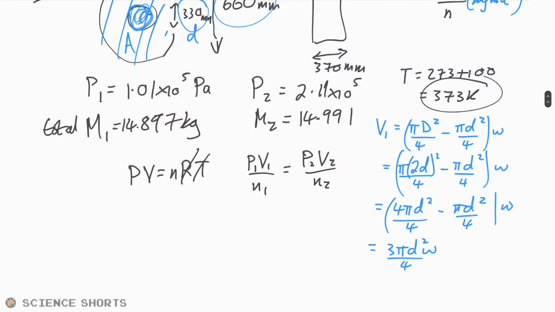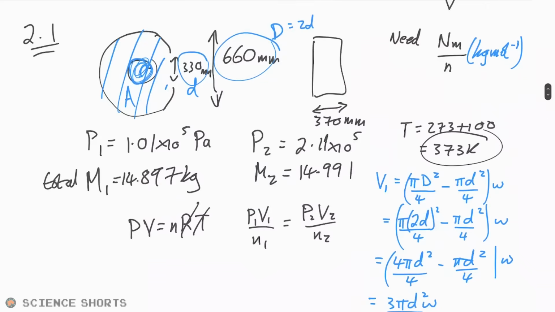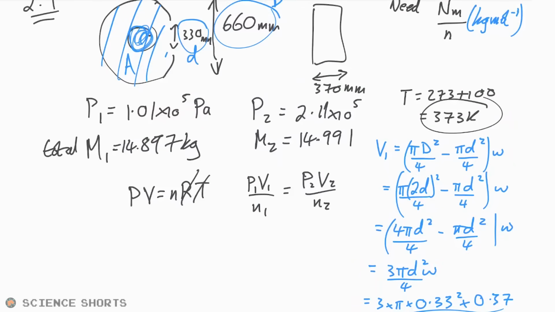And so putting numbers in there then, that's going to be equal to 3 times pi times by, in meters, 0.33 squared times by 0.37, and that's divided by 4. And that gives us a volume of 0.0949 meters cubed. What can we do with that then? Well, actually, if we just have a look at our equation, if we have the pressure to begin with, and we also have the volume to begin with, and we have the temperature, and we know what the molar gas constant is, 8.31, then we can actually find out the number of moles inside to begin with.